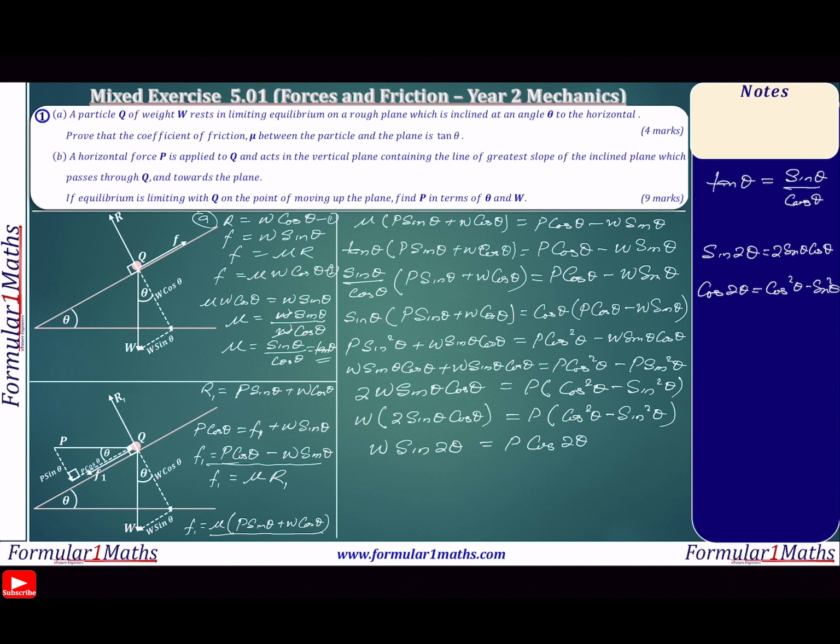Now if I make P the subject, I'm going to get P is equal to W sine 2 theta over cos 2 theta. But we know that sine 2 theta over cos 2 theta will be equal to tan 2 theta. So P therefore becomes W tan 2 theta. And this is the required ratio between P, W, and theta.